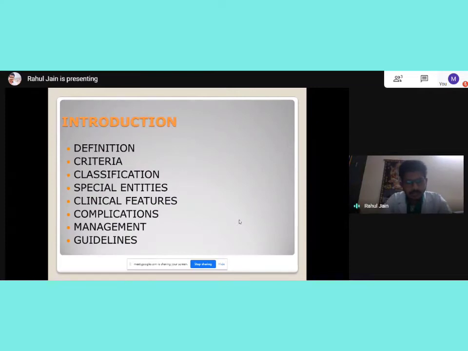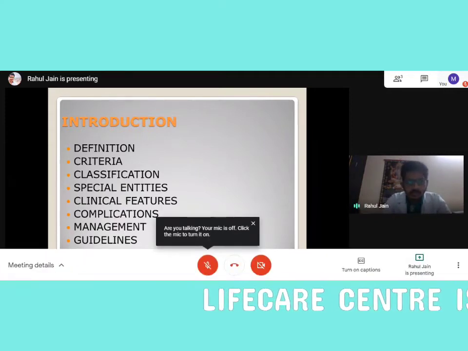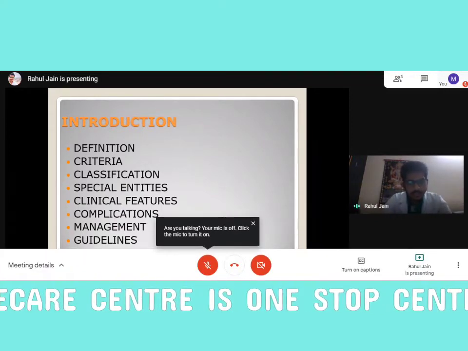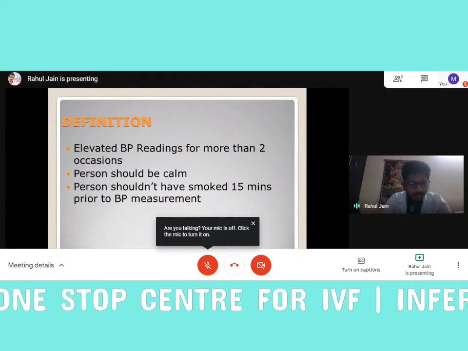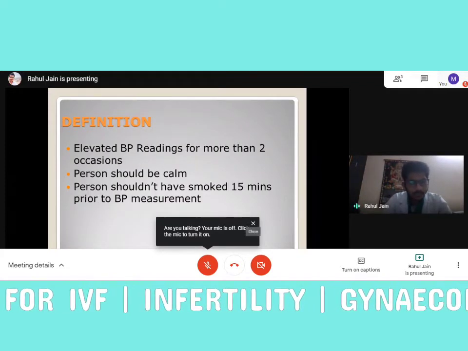So before I discuss the topic, I would like to discuss the skeletal framework that we'll be discussing our topic under. So basically, we'll be discussing the topics under these headings. So let's start with definition. So basically, what is hypertension?